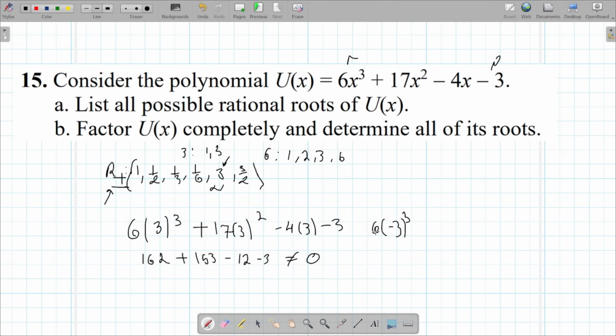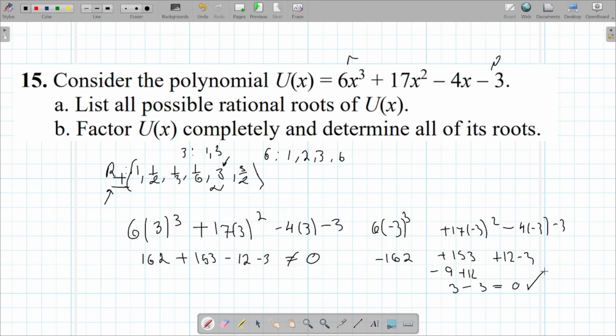6 times minus 3 to the power of 3, plus 17 times minus 3 to the power of 2, minus 4 times minus 3, minus 3. 6 times minus 3 cubed is negative 162. 17 times minus 3 squared is positive 153 because it's squared. Plus 12, minus 3. Minus 162 plus 153 is negative 9. Negative 9 plus 12 is 3, and then minus 3 equals 0. So minus 3 is my root.